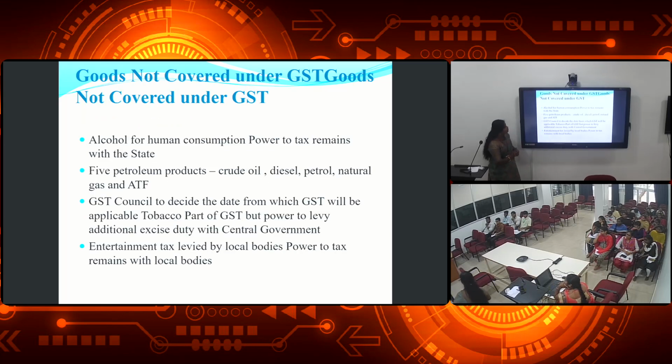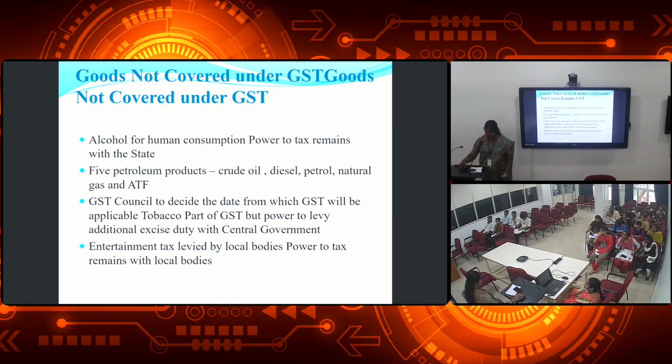Okay. Next one. So these are the goods which are not going to be covered under the GST. The first is alcohol for human consumption. The tax on it will be fixed within our own state. So alcohol is covered where? The tax will be collected within our own state. Next are five petroleum products: crude oil, diesel, petrol, natural gas, and ATF. So what do you people know about ATF? Any idea about ATF?